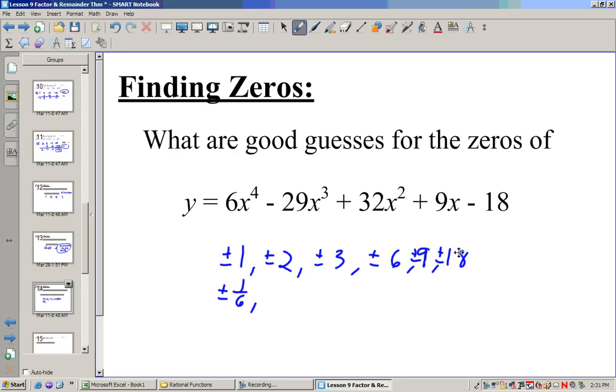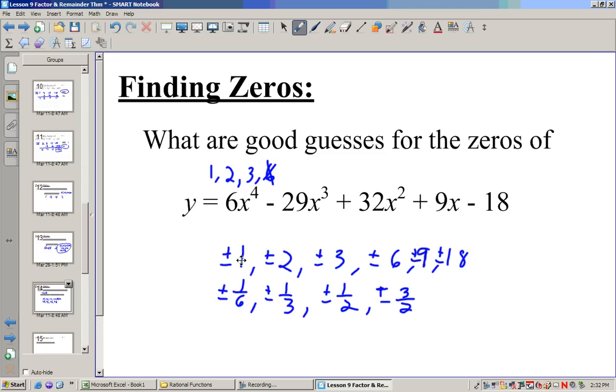So let's first divide these all by 6. Plus or minus 2/6, which is 1/3. Plus or minus 3/6, which is 1/2. Plus or minus 6/6 would be here. Plus or minus 9/6 would be 3/2. Plus or minus 18/6 would be 3. Now, all the factors of this are 1, 2, 3, and 6. So we've already got that taken care of.